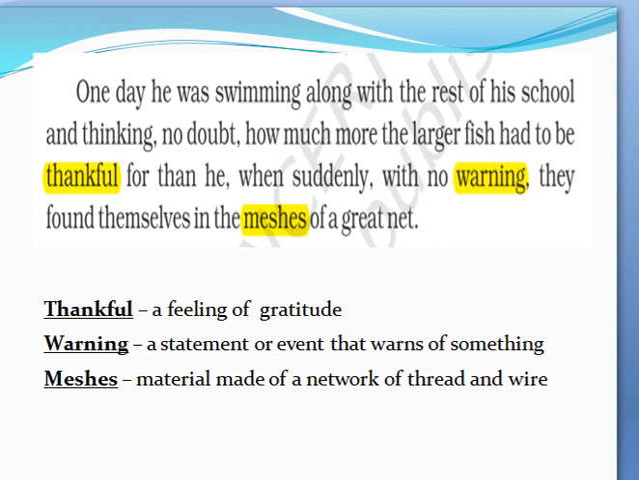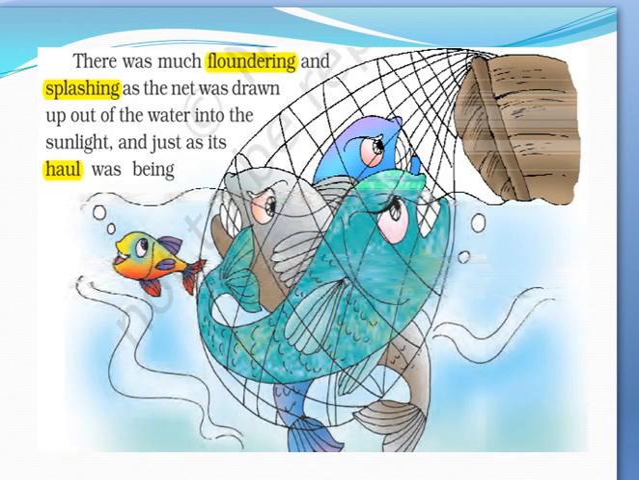And the third is meshes. Meshes means it's a kind of material which is made up of a network of thread and wire. Thread, we know, is the thing that we use to knit a cloth. It's a combination of thread and wire, and we make a network of it, that is called meshes. Okay, now here is the fifth paragraph.